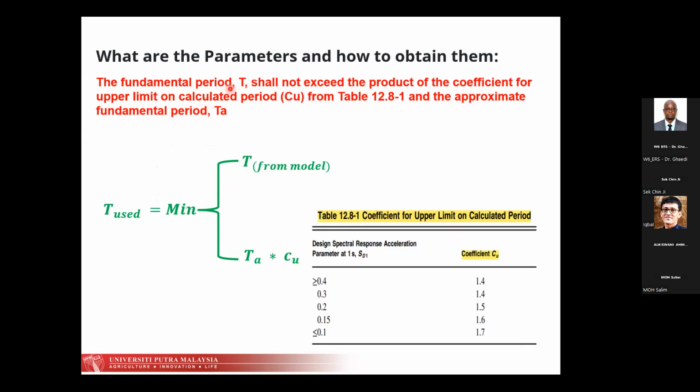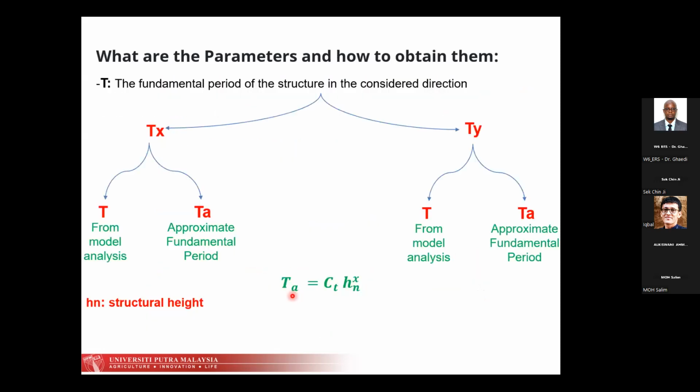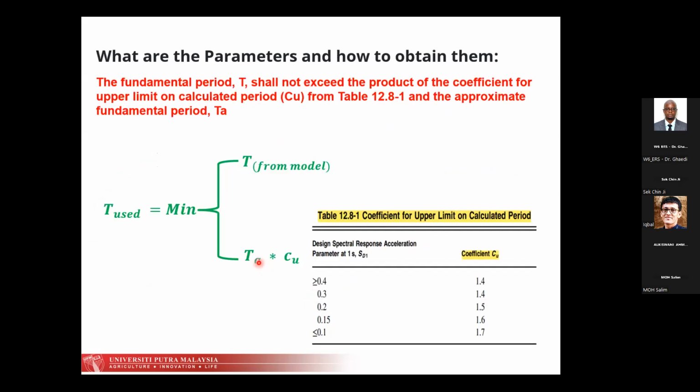What does this mean? We have one T from the model, as we said, and we have this TA that is computed from this. This should be multiplied by another value, CU, which is given by this table. It's related to SD1. We calculated SD1 before, and if we have SD1 of 0.2, we'll have CU of 1.5. So the T that we will use is the minimum between the T from the model and TA multiplied by CU. The minimum of these values we will use in the equation.